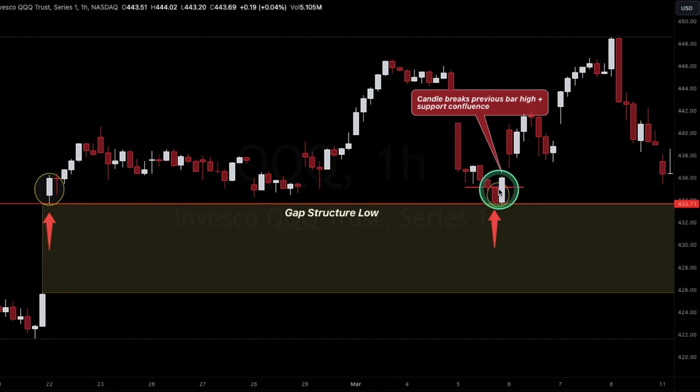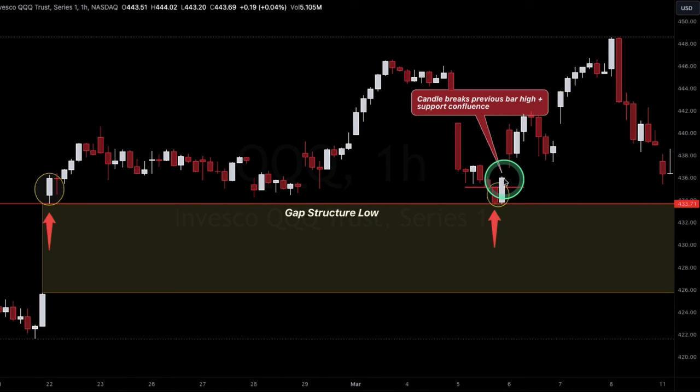But it's really good to mark your previous candles. If you get an obvious break like this, go ahead and mark the previous candle, see if it's breaking over that previous structure high or low, if you're looking for upside or downside. And if you get that confirmation, you may have a reversal on your hands.